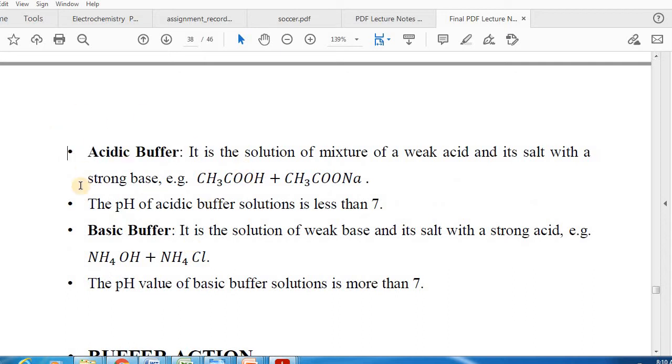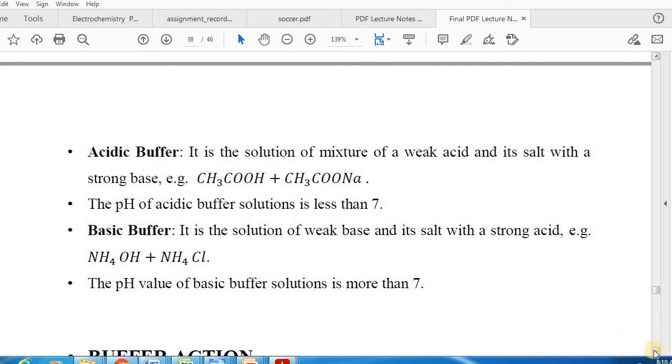So what do you mean by acidic buffer solutions? These are the solution of mixture of a weak acid and its salt with a strong base. For example, a mixture of acetic acid plus sodium acetate. These acidic buffer solutions will have pH value less than 7. Now second type is basic buffer solution. These are the solution of weak base and its salt with a strong acid. Example, ammonium hydroxide plus ammonium chloride. Now the pH value of basic buffer solution will be more than 7.